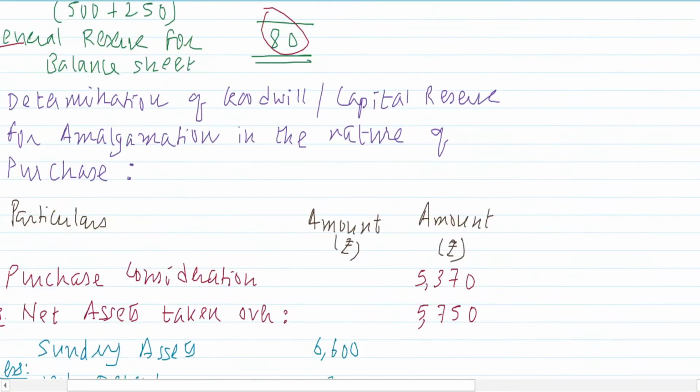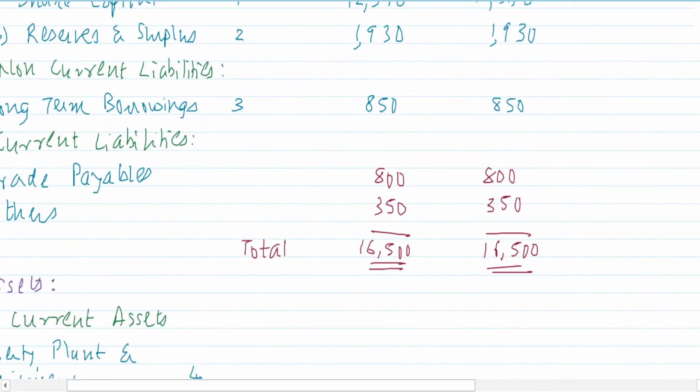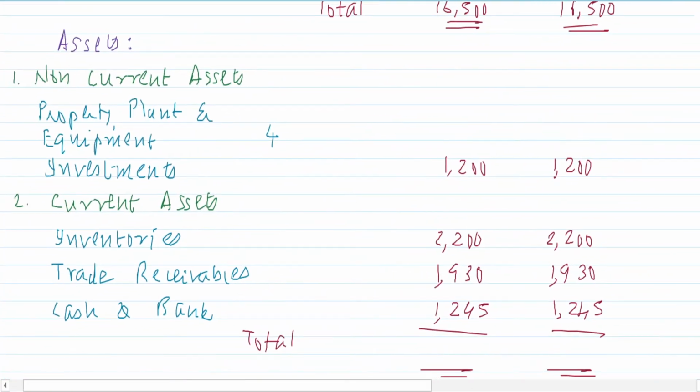So return back to the balance sheet that you were preparing. Property, plant, and equipment. I introduce over here 9925. Here also 9925. And take a total. 9925 plus 1200 plus 2200 plus 1930 plus 1245. That's it. I get 16,500. Isn't it?